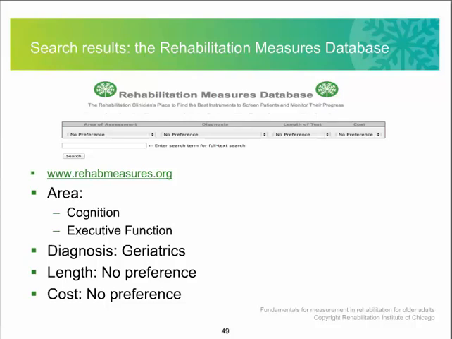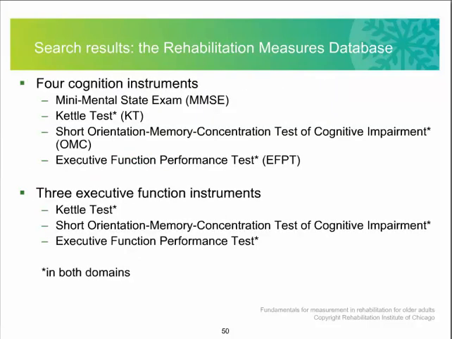In our search for balance tests, we select cognition for area of assessment, geriatrics for diagnosis, no preference for length of test, and no preference for cost. We repeated the same search for executive function. Our search resulted in 4 cognition instruments and 3 executive function instruments. The 4 cognition instruments included the mini mental status exam, the kettle test, the short orientation memory concentration test of cognitive impairment, and the executive function performance test. 3 of these 4 instruments also resulted from the executive function search.